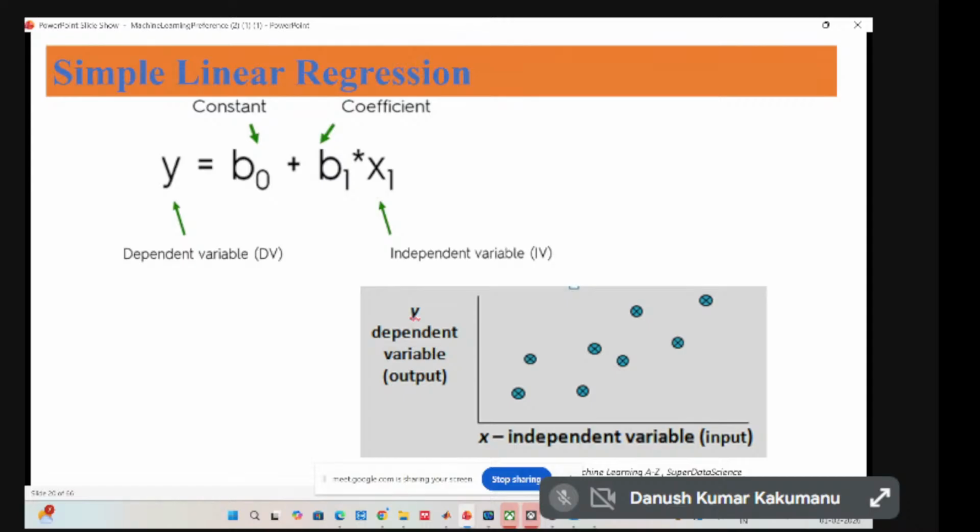Next, fifth one. Elastic net regression. Hyphen, ridge and lasso regression.